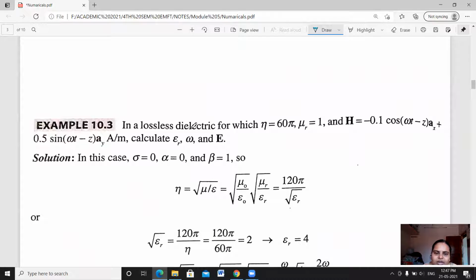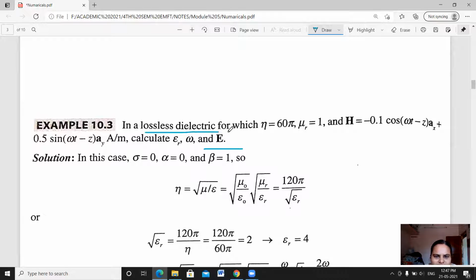Consider a lossless dielectric for which eta is given as 60 pi, and mu r is given as 1, and H is given as minus 0.1 cos(omega t minus z) ax plus 0.5 sin(omega t minus z) ay amperes per meter. Calculate epsilon r and omega, and also the electric field intensity.